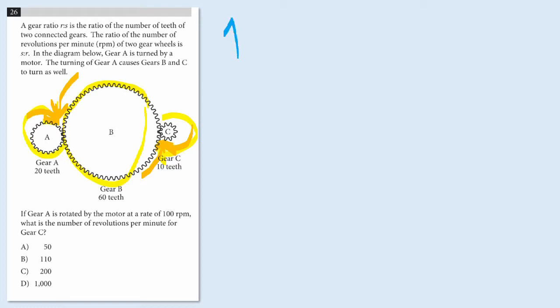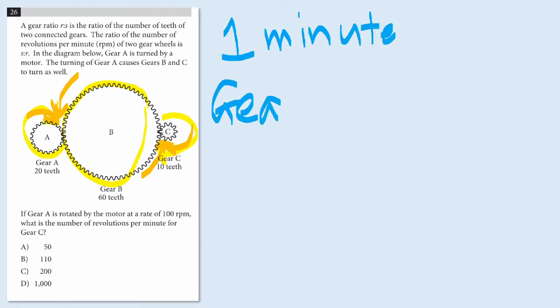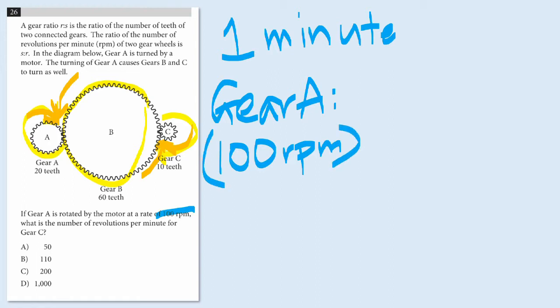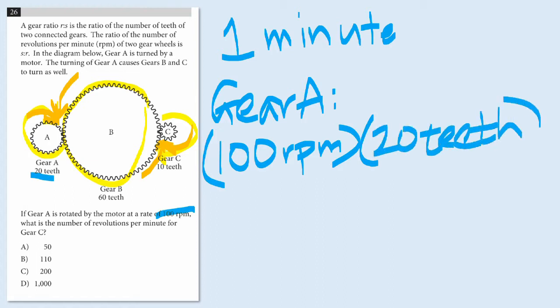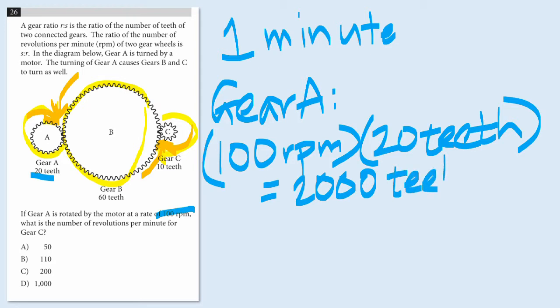If we think about 1 minute, let's look at gear A. Gear A in 1 minute is going to turn 100 revolutions, and it has 20 teeth. So in 1 minute, there will be 2,000 teeth that will be clicking in place.